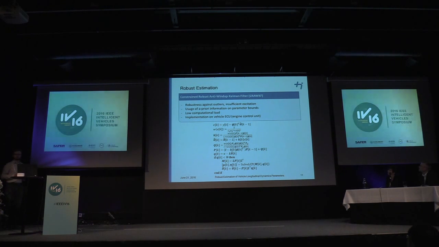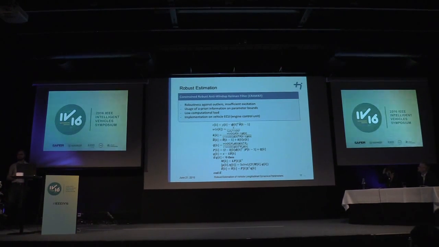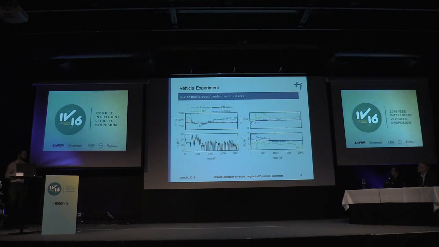It includes the before-mentioned problems, so it is robust against outliers. It is robust in situations with low excitation, and it also includes the before-known parameter bounds. Furthermore, it has low computational load, so it is easy to implement on a vehicle ECU. For example, this here is the pseudocode of the ROLL algorithm. Just a few operations.